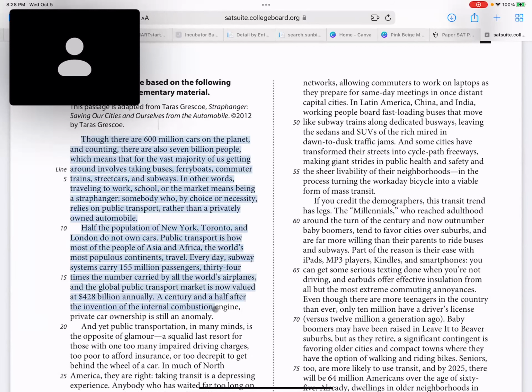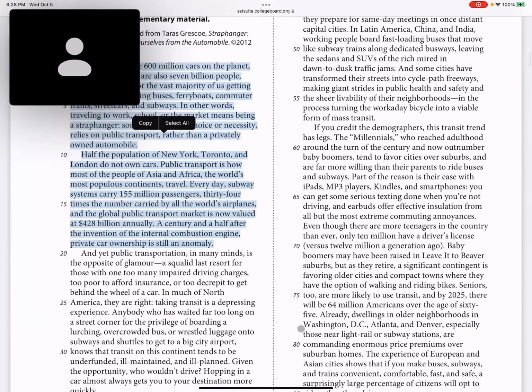Though there are 600 million cars on the planet and counting, there are also 7 billion people, which means that the vast majority of their getting around involves taking buses, ferry boats, commuter trains, cars, and subways. In other words, traveling to work, school, or the market means being a strap hanger. Anybody who, by choice or necessity, relies on public transport rather than a privately owned automobile. Half the population in New York, Toronto, and London do not own cars. Public transportation is now how most of the people in Asia and Africa, the world's most populous continents, travel every day. Subway systems carry 155 million passengers, 34 times the number carried by the world's airplanes, and the global public transportation market is now valued at 428 billion annually.